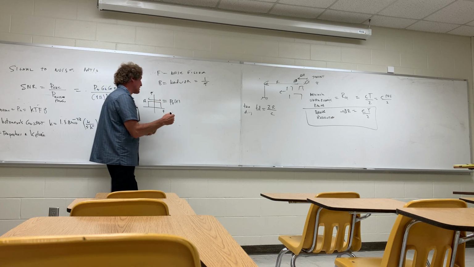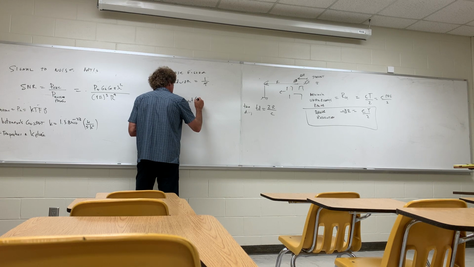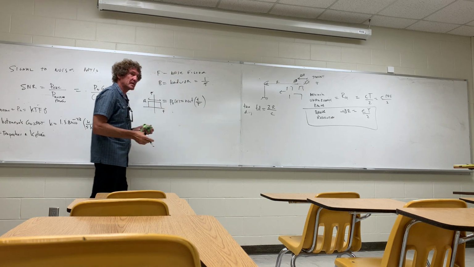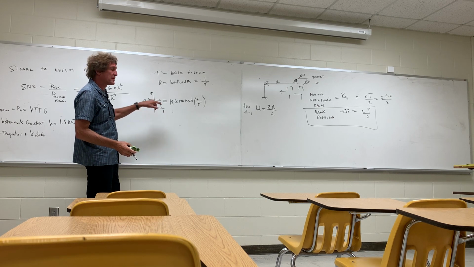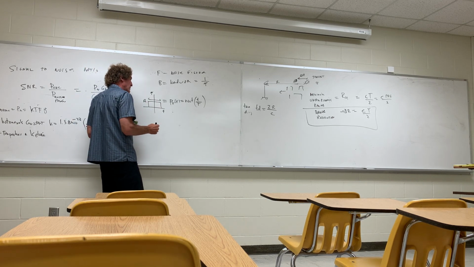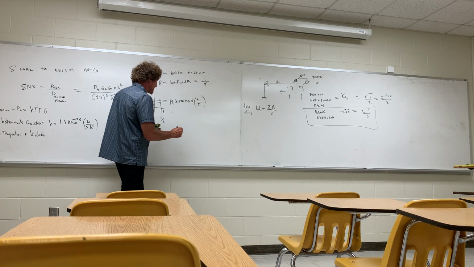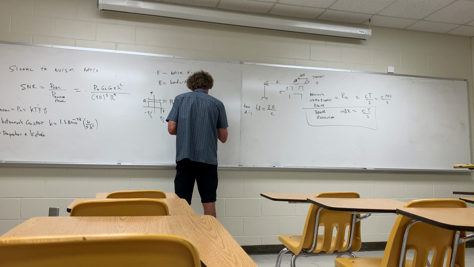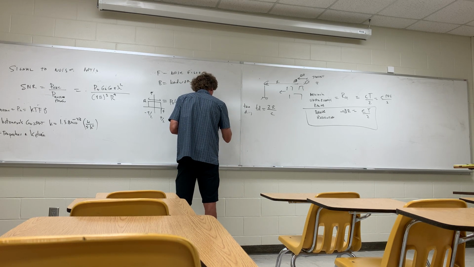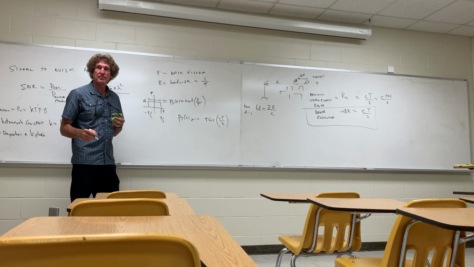Another one was rect of t over tau. You remember rect functions? It doesn't matter what you call them. It's just a square pulse with width tau. So this would be tau over 2, and this would be minus tau over 2. Now, the Fourier transform of that is tau times the sinc function of omega tau over 2. Do y'all remember that? Remember sinc functions? Kind of, sort of?